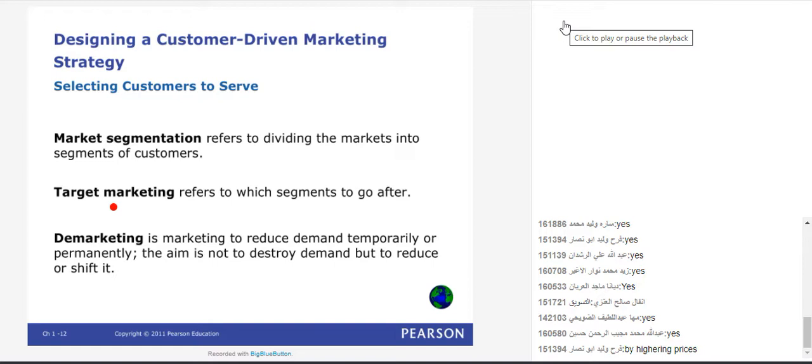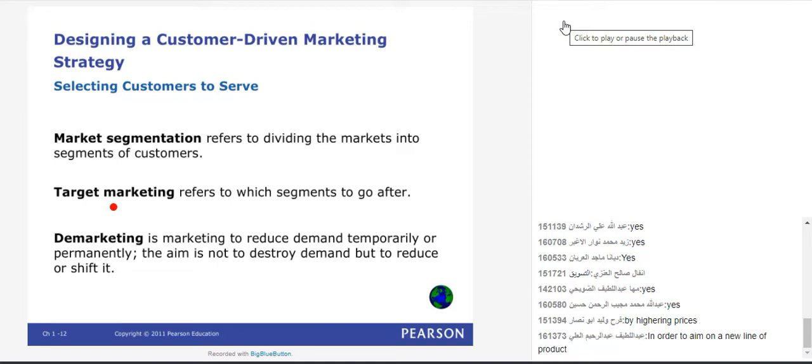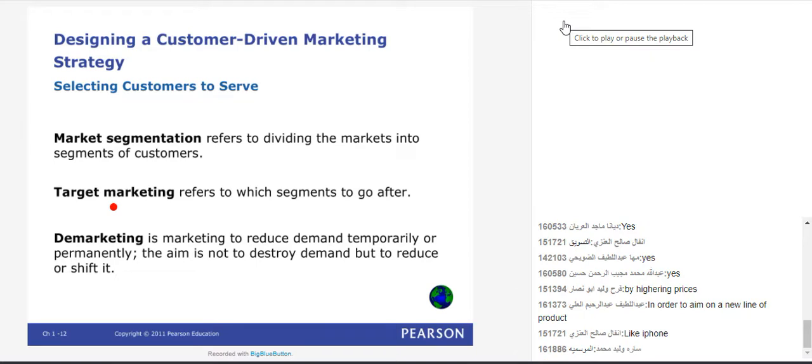Not by doing what, Farah? I want an example of a product. Yes, if I wanted to reduce the demand, I make prices high. This is correct. But what kind of product? What kind of product? Like iPhone? Of course not, Anfal. No.